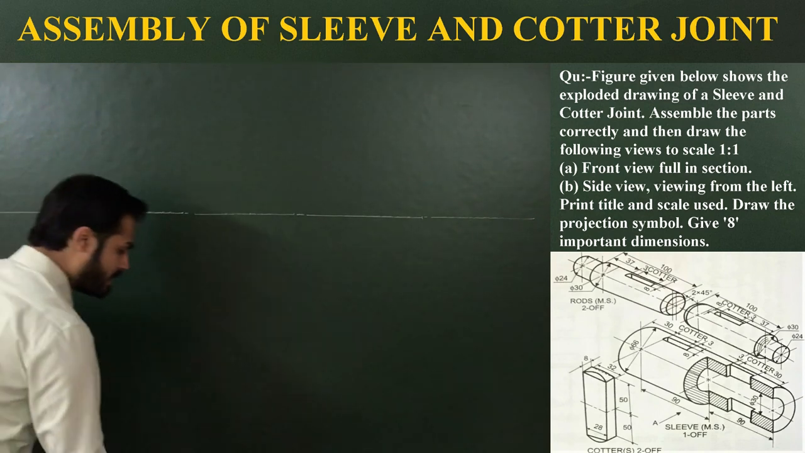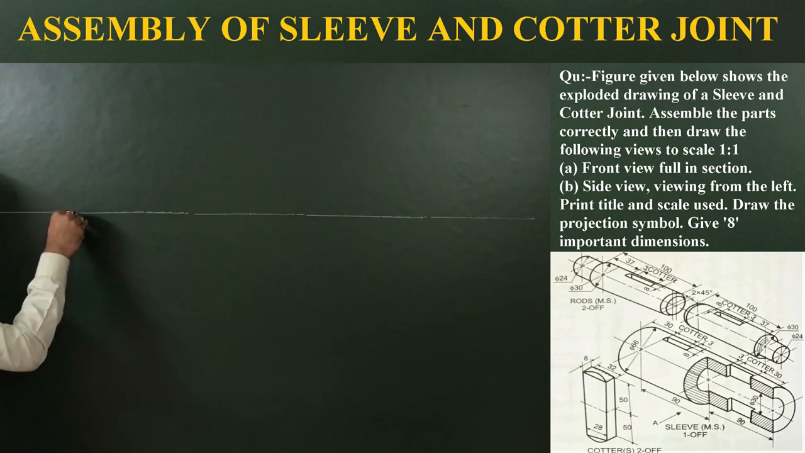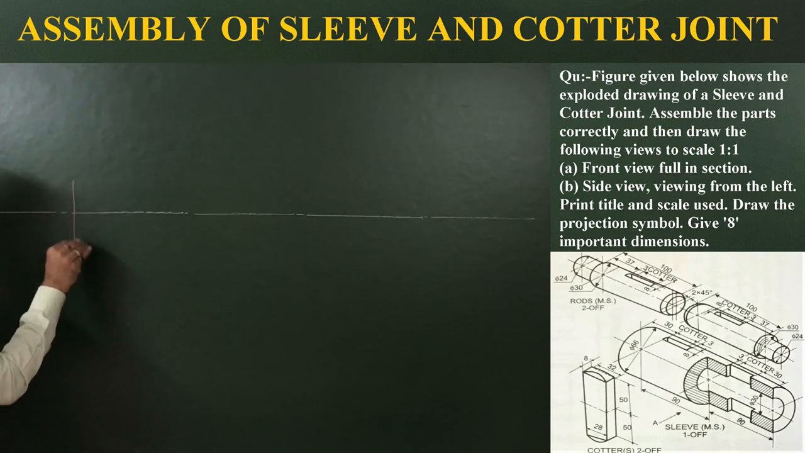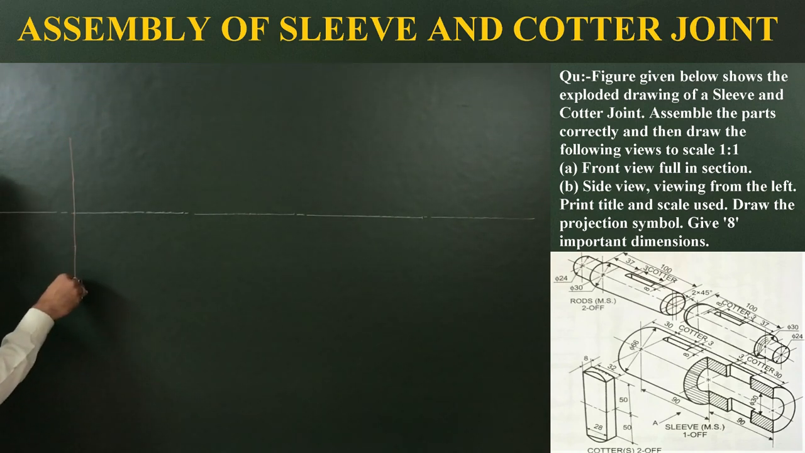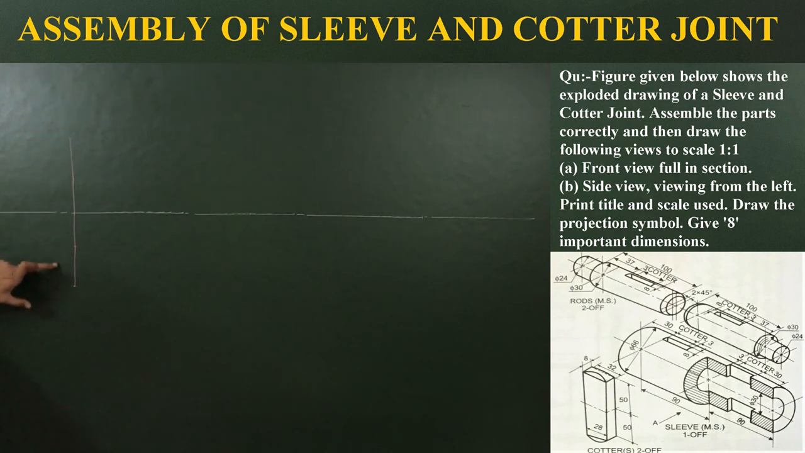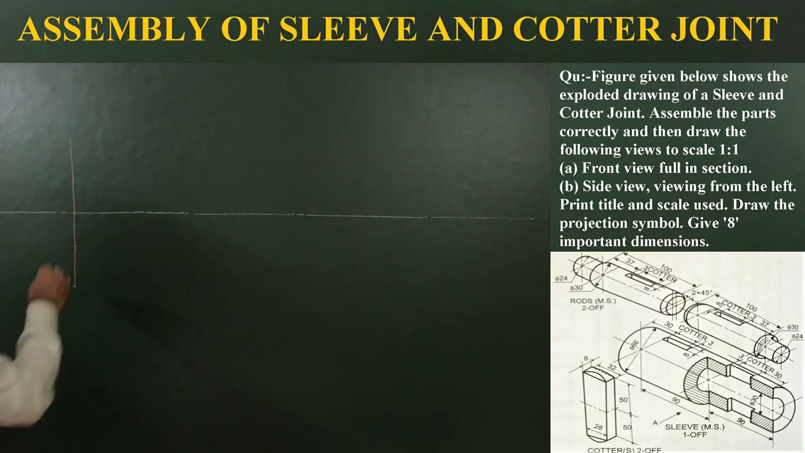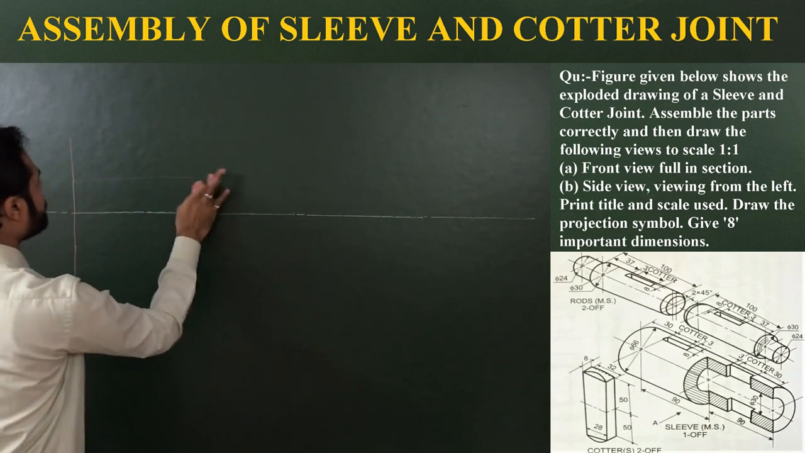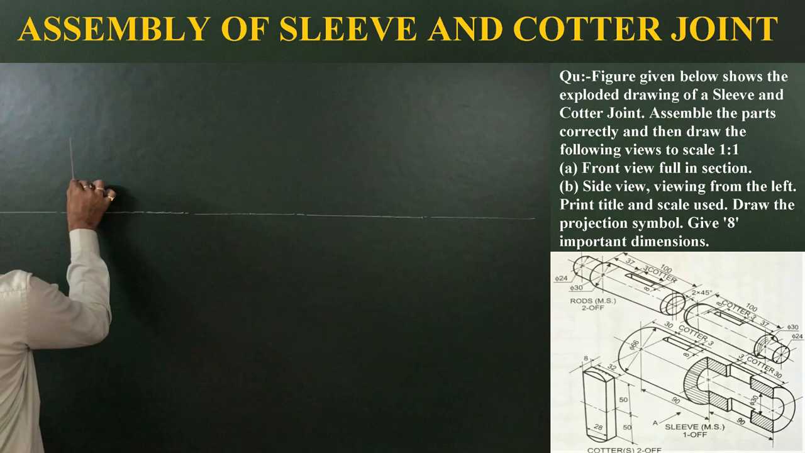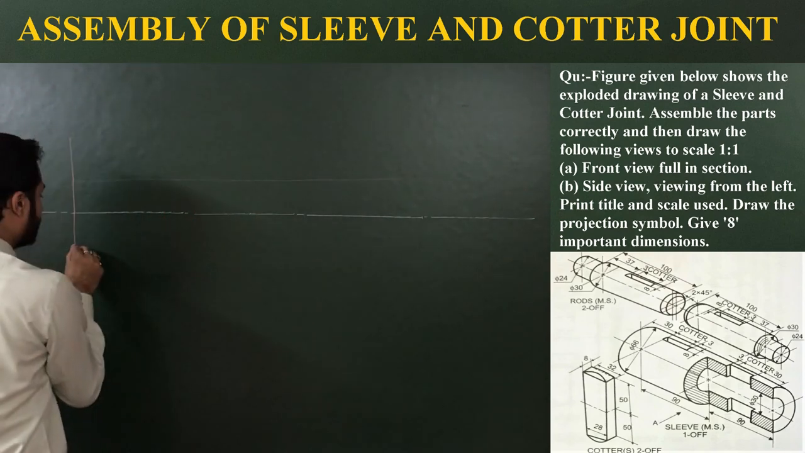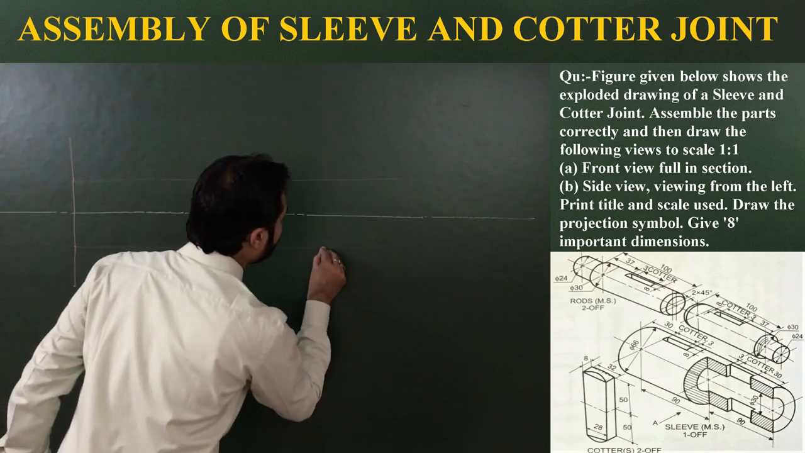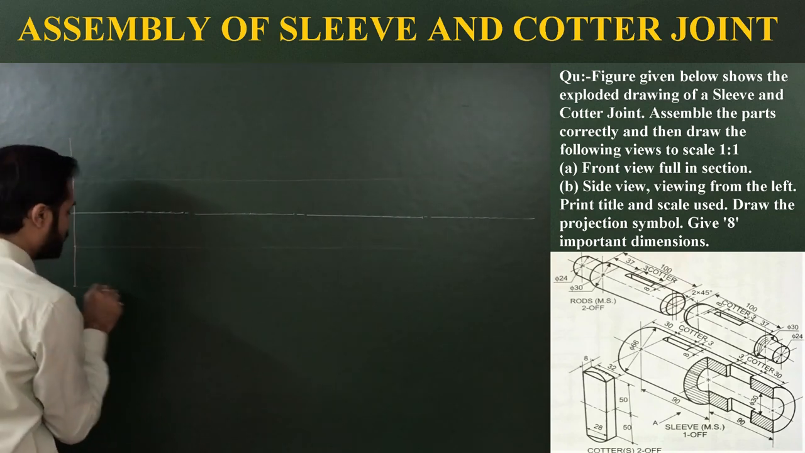After marking the two ends of the sleeve, the internal dia is 30, so half of 30: 15 up, 15 down. Then the external dia 66, again half of 66: 33 up, 33 down. Internal dia 30, external dia 66. Extend it for the second end.